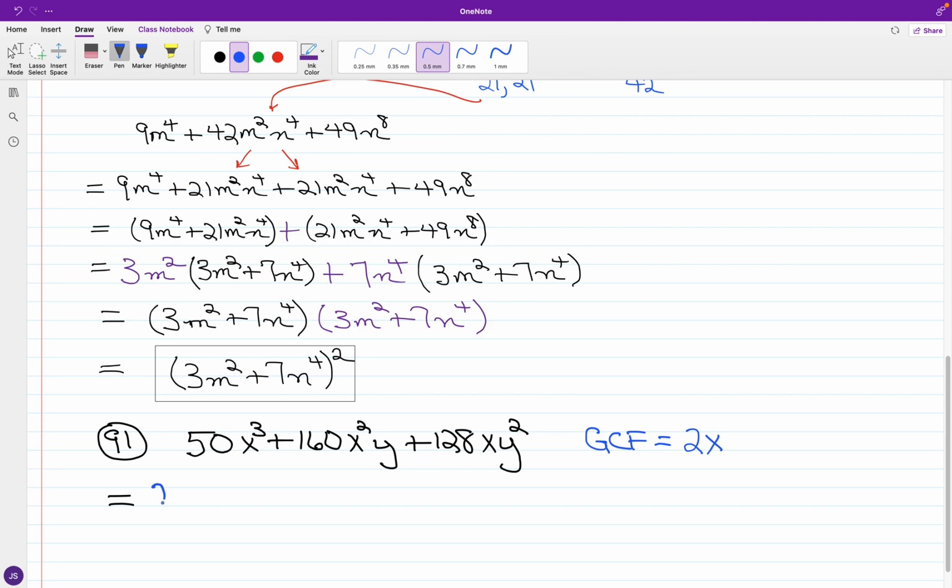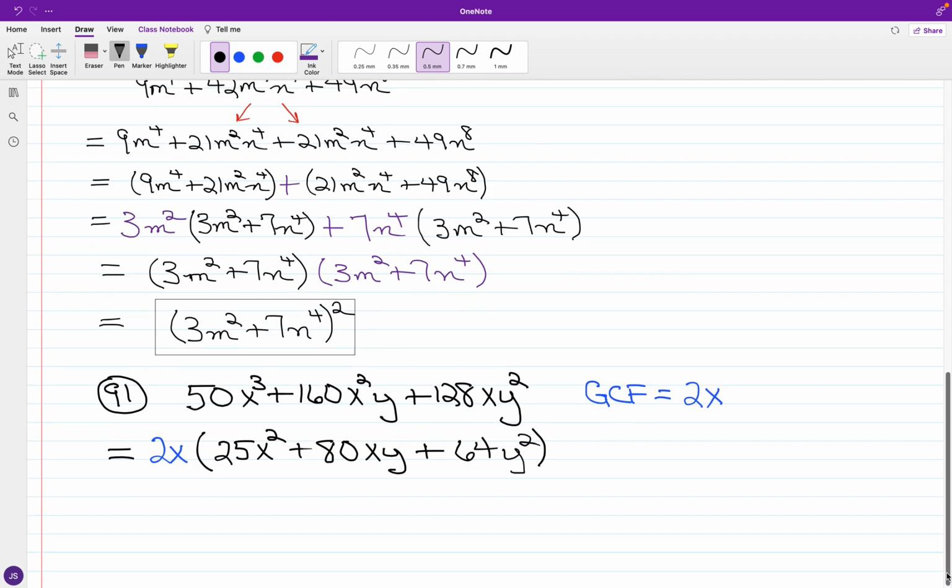And looking at drawing out the greatest common factor. So 2x into 50x cubed, you're going to have 25. x to x cubed is going to be x squared. For the middle term, we have 2 into 160 is 80. x into x squared y, this will leave us 1 degree in x and y left over. And then 2x into 128xy squared, we have 64. x goes completely into x, and we have the y squared to remain.